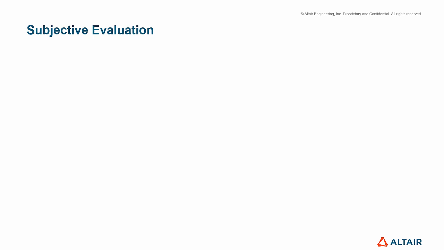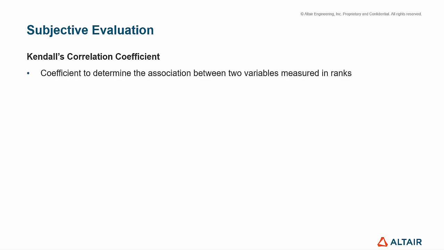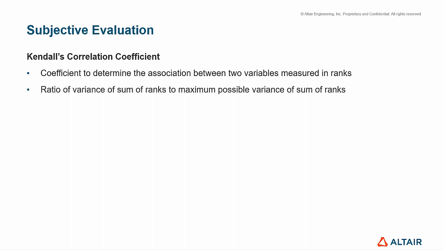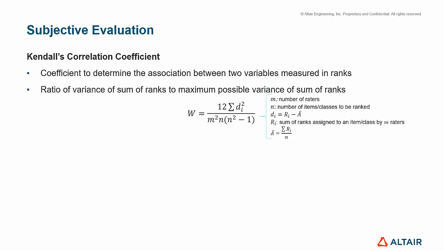One of the most commonly used is Kendall's correlation coefficient, to determine the association between 2 variables measured in ranks. It is expressed by a ratio of variance of sum of ranks to maximum possible variance of sum of ranks, as shown in this equation, where m is the number of raters, in this case drivers, n is the number of items or classes to be ranked.